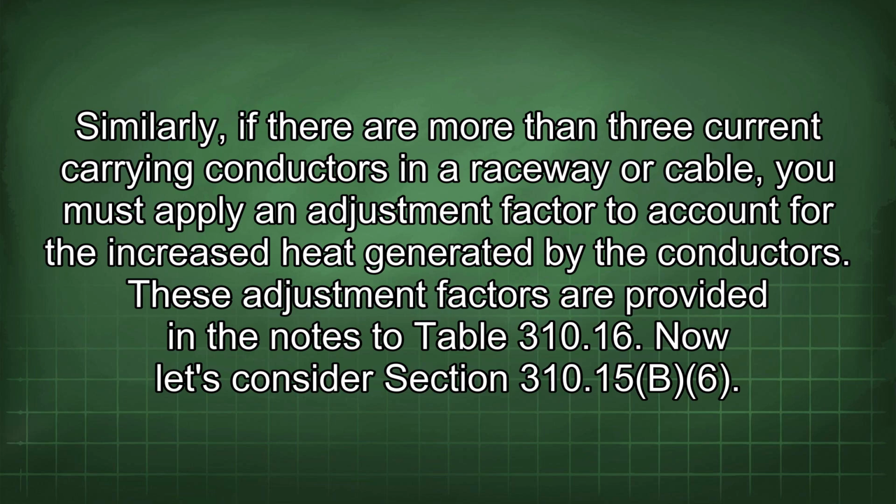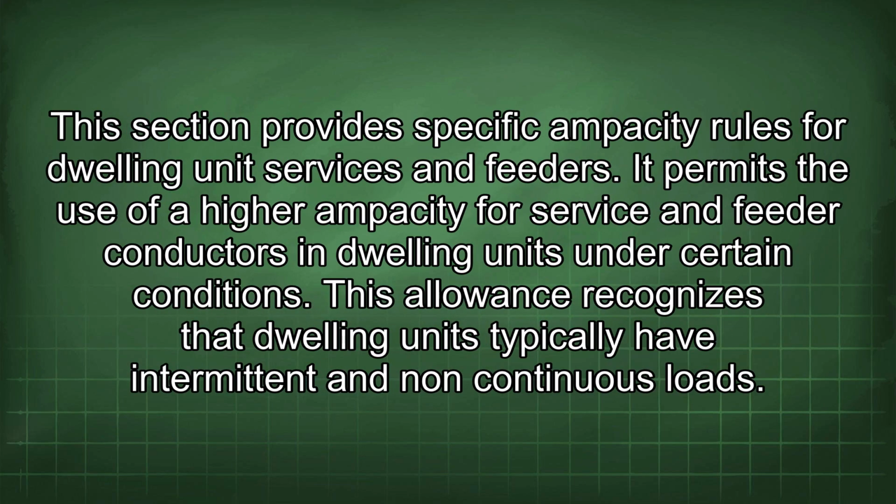Now let's consider Section 310.15(B)(6). This section provides specific ampacity rules for dwelling unit services and feeders. It permits the use of a higher ampacity for service and feeder conductors in dwelling units under certain conditions. This allowance recognizes that dwelling units typically have intermittent and non-continuous loads.